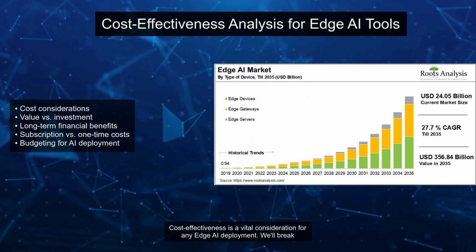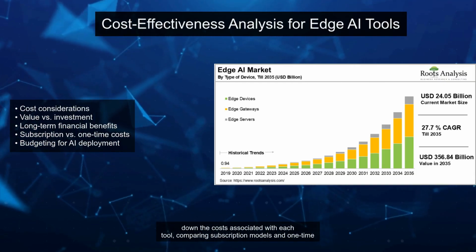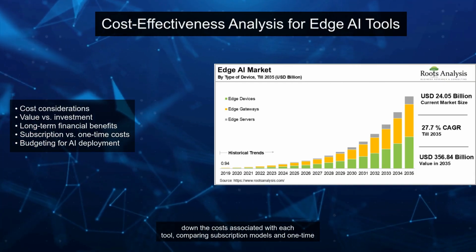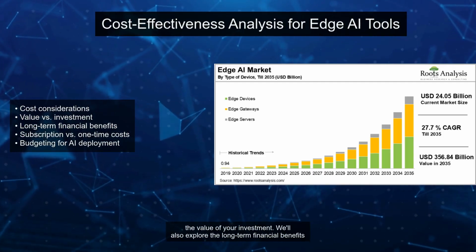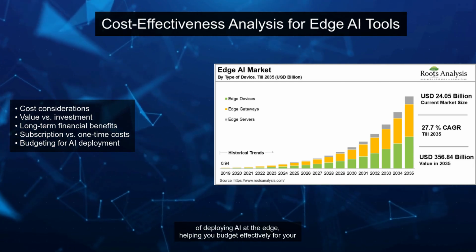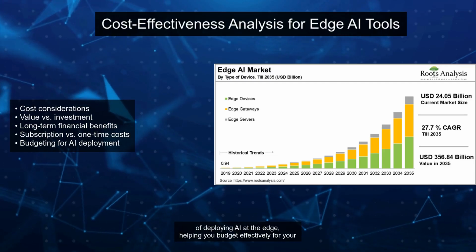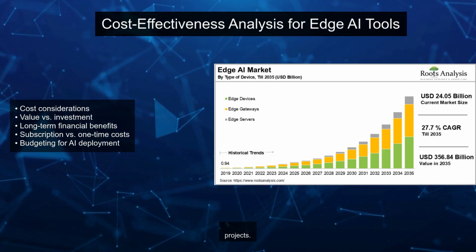Cost effectiveness is a vital consideration for any edge AI deployment. We'll break down the costs associated with each tool, comparing subscription models and one-time fees. Understanding the financial implications of your tool choice can help maximize the value of your investment. We'll also explore the long-term financial benefits of deploying AI at the edge, helping you budget effectively for your projects.